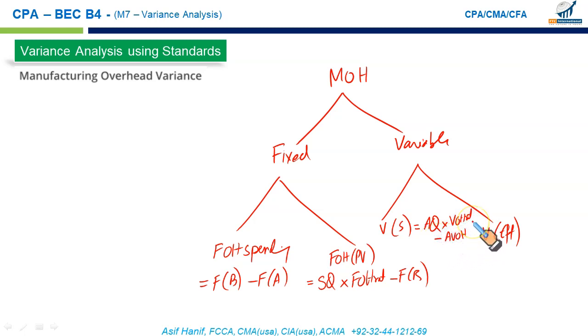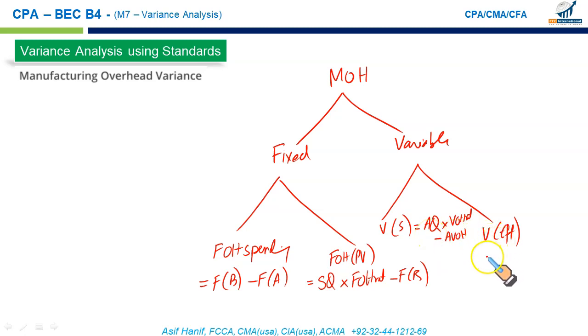You need to write them down somewhere. I will also share with you the formula sheet I have set up. You can use it for solving any question, whatever you come across. So spending variance is actual quantity of machine hours or labor hours multiplied by the variable overhead rate minus actual variable overhead cost. This will give you the variable overhead spending variance.